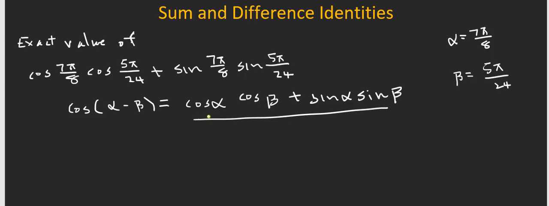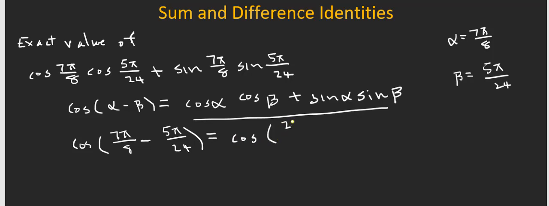So you know that this will be the same thing as cosine of 7 pi over 8 minus 5 pi over 24. What is that when you simplify? Now, as long as these two are both inside the parentheses, you could simplify it. So using the common denominator, this will be 21 pi over 24, I'm sorry, minus 5 pi over 24.